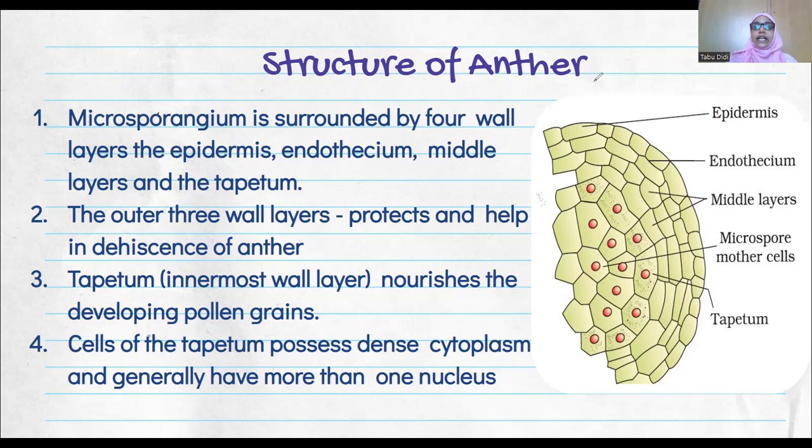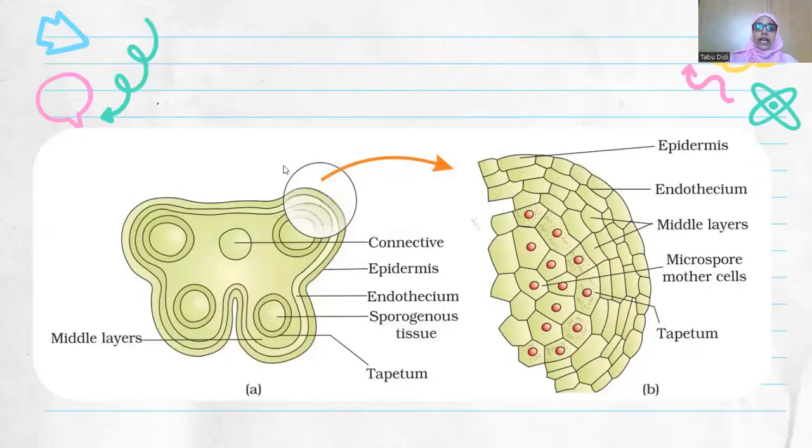Make a note of it. Any word or any line you don't understand, make a note of it and you can ask in the live class. Okay, so this is how the structure will look. You might be asked in the exam to draw the structure or the transverse section of the anther. So you need to know this structure.